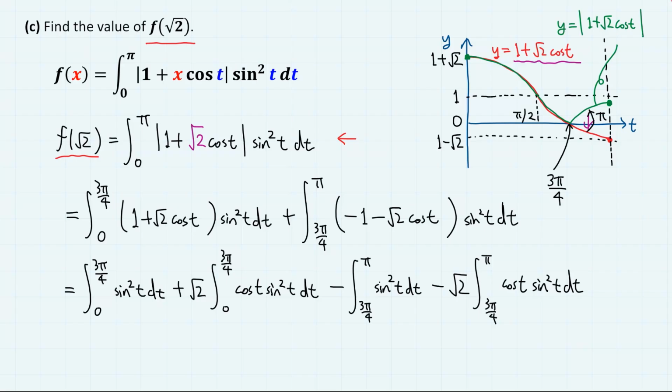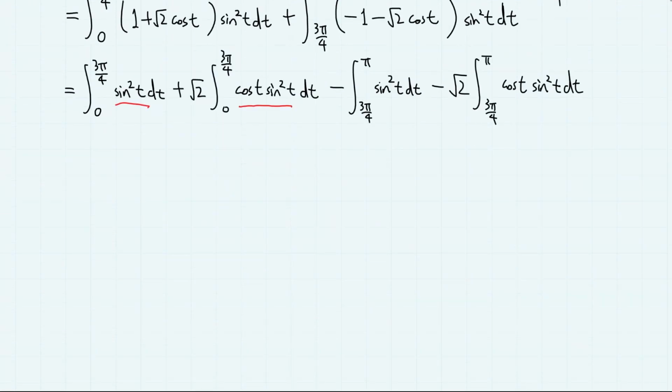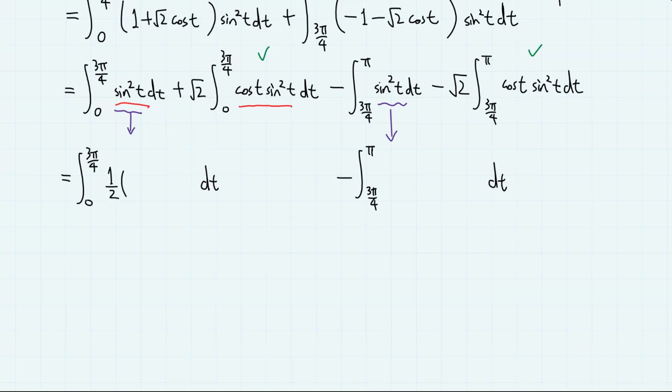So we split the integrals just like the previous problem, which gives us the integrals of sine square t and the integrals of cosine t sine square t. Here, the second and fourth integrals do not become 0, but we can apply the same method as in the previous problem.